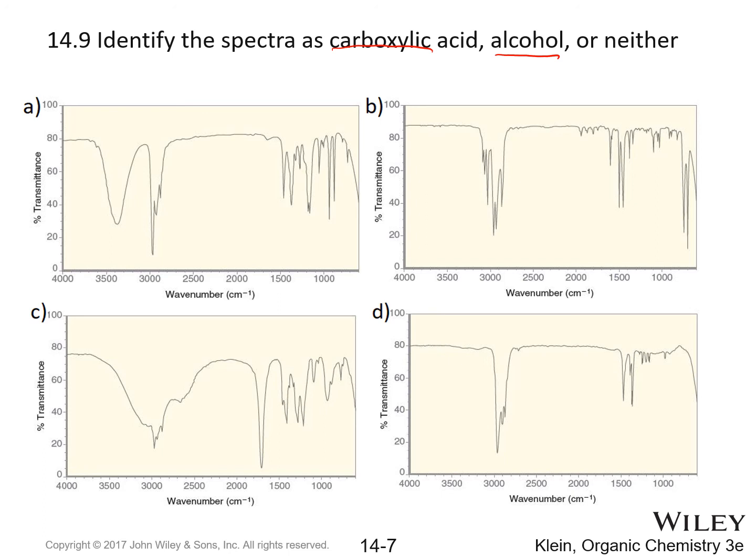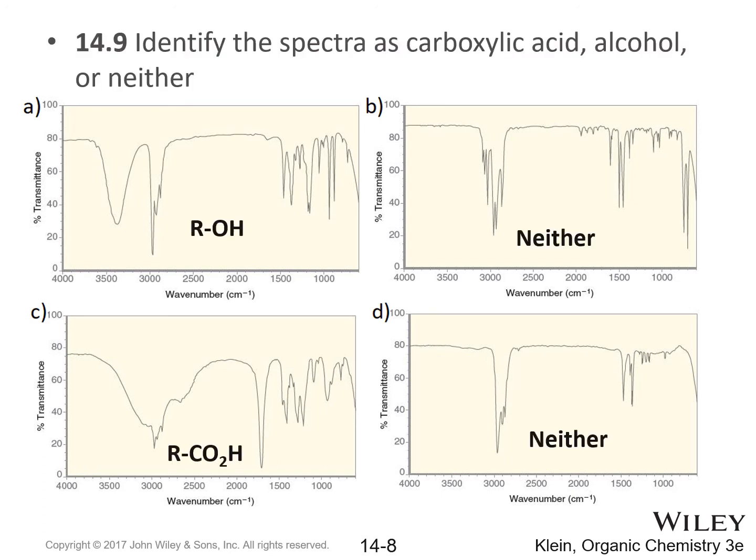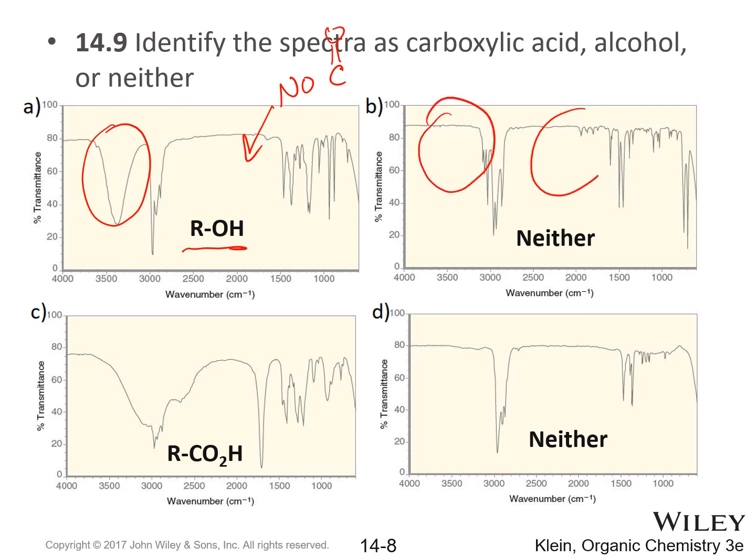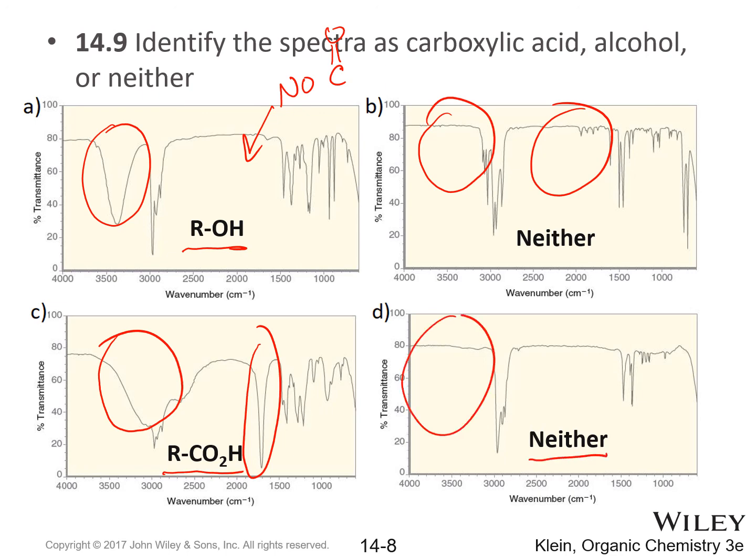All right, hopefully you're able to give these a try. Let's take a look at the answers. So in A, we have an alcohol because we have that broad OH peak, but we have no carbonyl. In B, we have neither. We don't see a broad OH peak, and we don't see any intense carbonyl. In C, we have this broad OH peak, and we have that very intense carbonyl, so that's a carboxylic acid. And in D, we have neither. We have the absence of both a broad OH and the absence of a carbonyl peak.